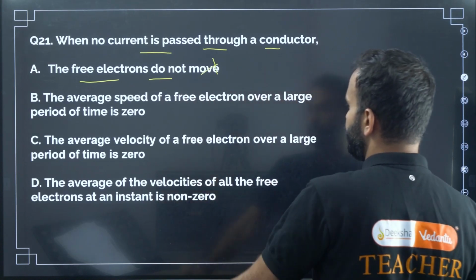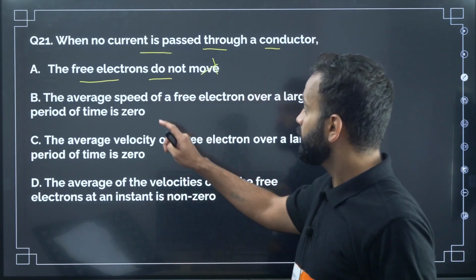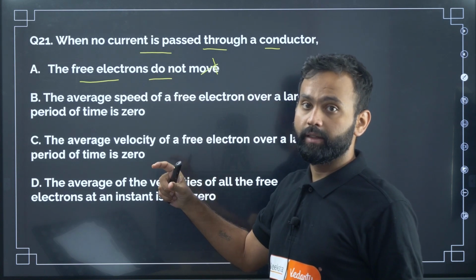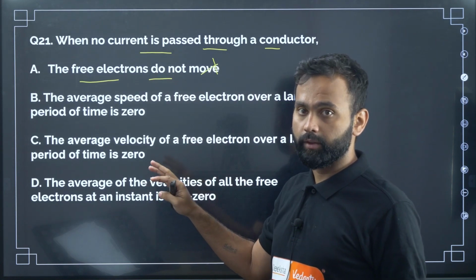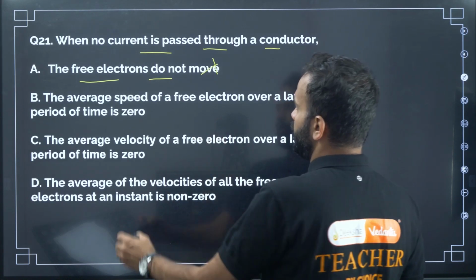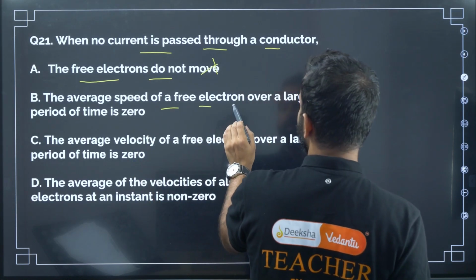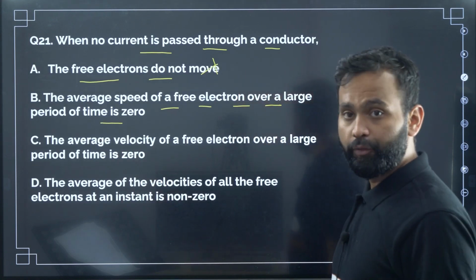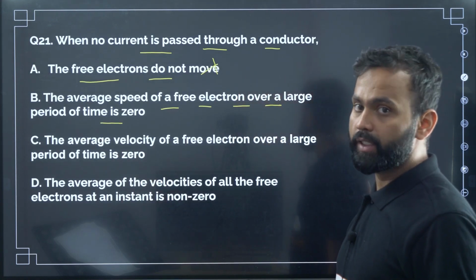Option B, the average speed of the free electrons. Another condition is, free electrons do not move only when the conductor is kept at absolute temperature, that is 0 Kelvin. Then only the free electrons do not move. The average speed of a free electron over a large period of time is 0? Average speed is not 0.